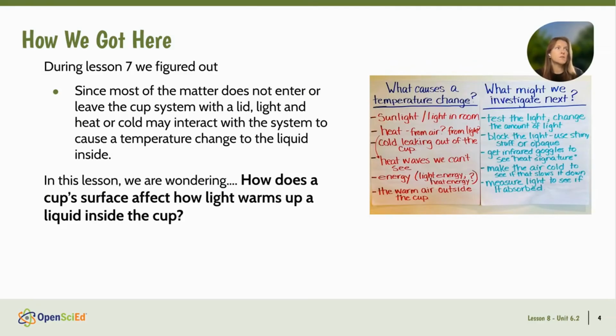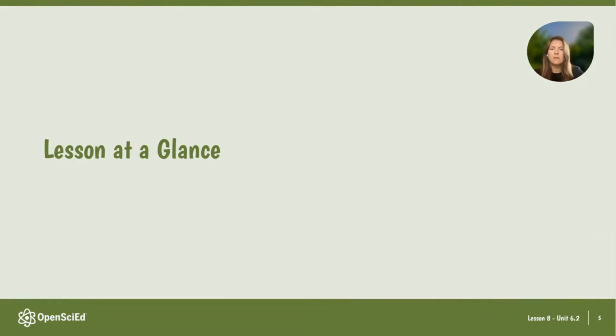In the previous lesson, students generated ideas for what could cause liquids in cold systems to change temperature. And we also brainstormed some ideas to investigate those ideas as well. We figured out that since most of the matter does not enter or leave the cup system with the lid, light and heat or cold may interact with the system to cause a temperature change to the liquid inside. In this lesson, we are wondering, how does a cup's surface affect how light warms up a liquid inside the cup?